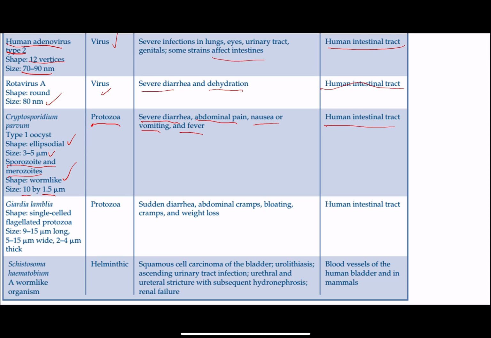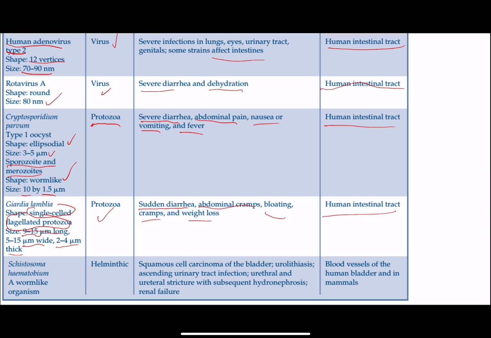Giardia lamblia, single-cell shape, is a flagellate protozoa with flagella and a tail, 9 to 15 micrometers long, 5 to 15 micrometers wide, and 2 to 4 micrometers thick. Protozoa cause sudden diarrhea, abdominal cramps, bloating, and weight loss in humans.